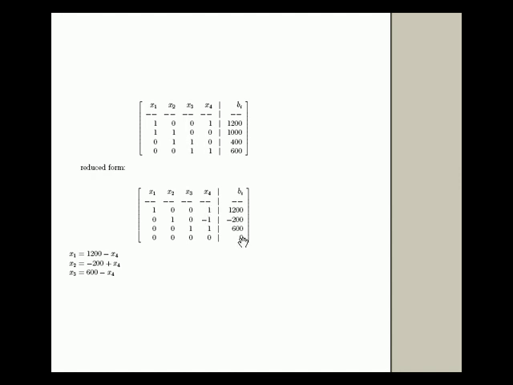And notice you came out with a 0 here. And we'll see why that's a 0. Did we just get lucky? Well, sort of, but we did get lucky. So you basically just ignore that last equation. And x4 is arbitrary, so we can solve for x1, x2, and x3 in terms of the arbitrary variable x4. x1 is equal to 1200 minus x4. x2 is minus 200 plus x4. x3 is 600 minus x4. But x4 is completely arbitrary.